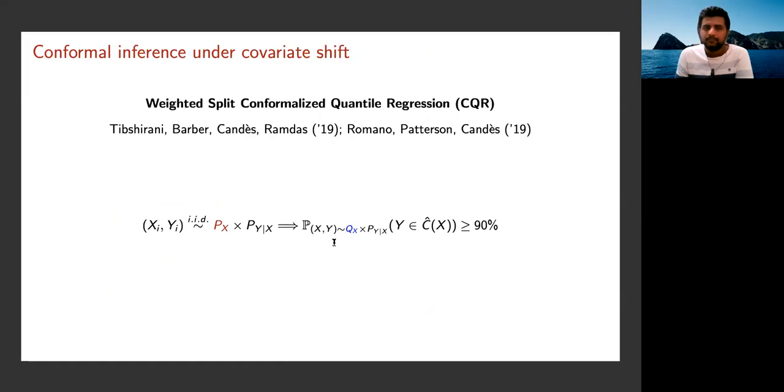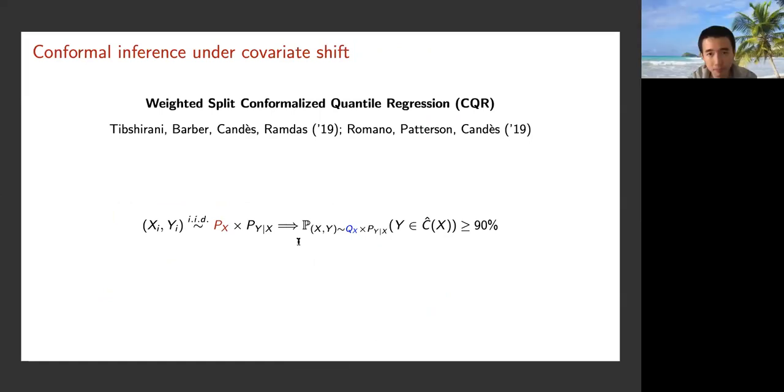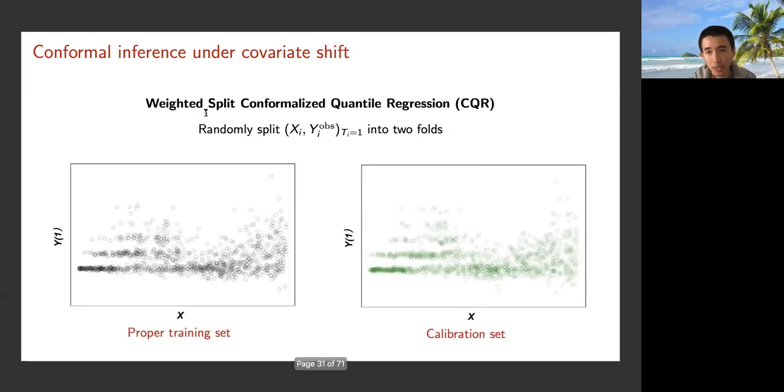Yeah, so here you see that this framework is able to take the covariate shift into consideration. And in this talk, I'm going to illustrate one instantiation of this framework, which is the weighted split conformalized quantile regression. And now I'm going to illustrate this.